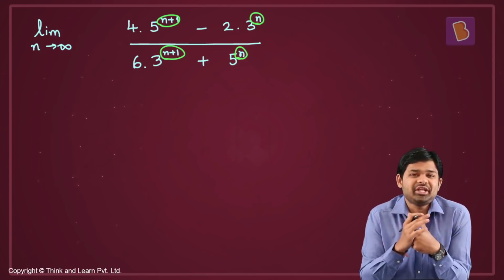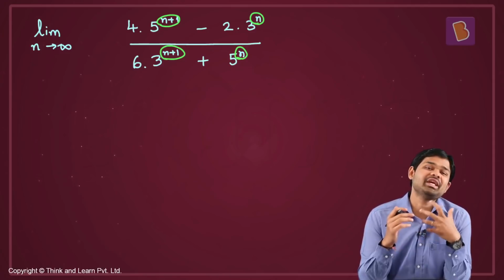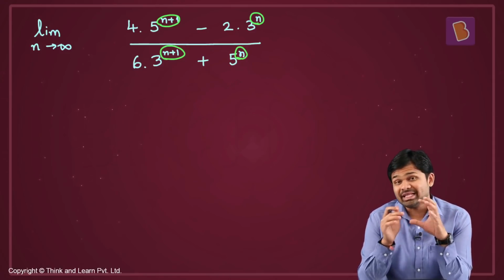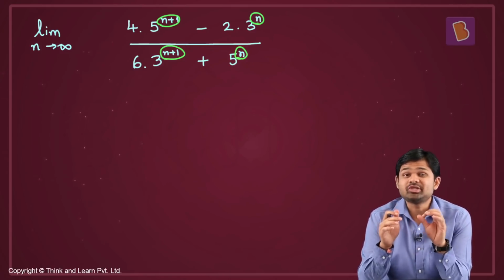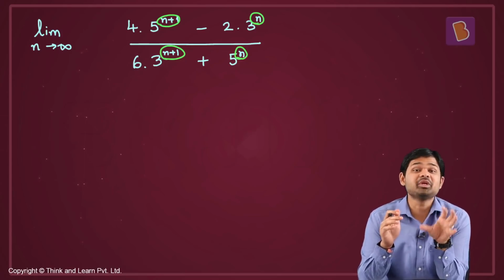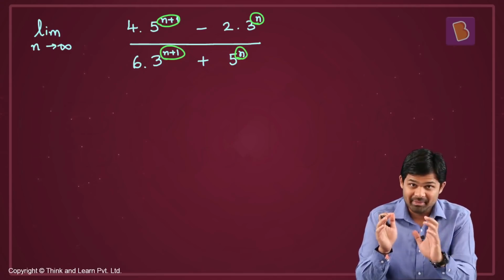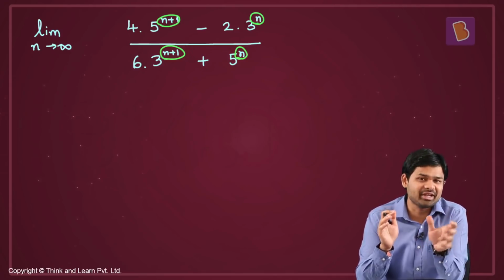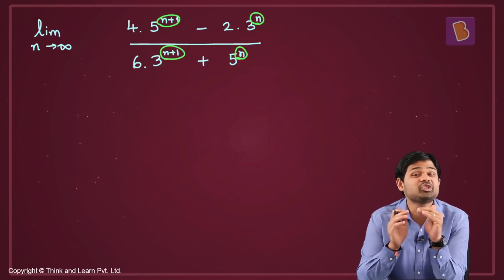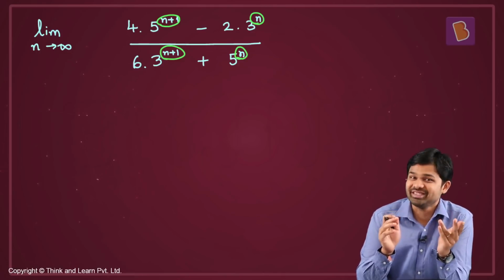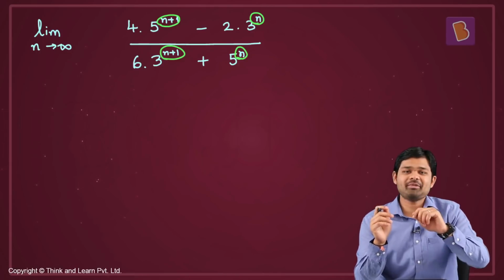So then what is the trick that we use when we have a variable tending to infinity? The trick that we use is to make sure that the number which is raised to that variable, which is going to infinity, is less than 1. Because any number which is less than 1, which is between 0 and 1, when raised to infinity goes to 0, correct? So that is what I'm going to do here.